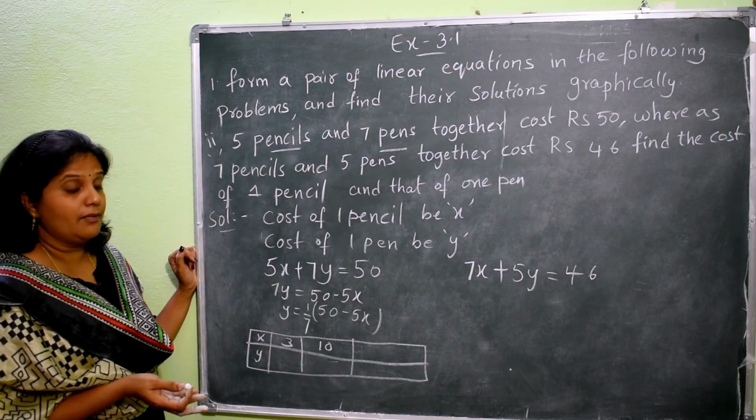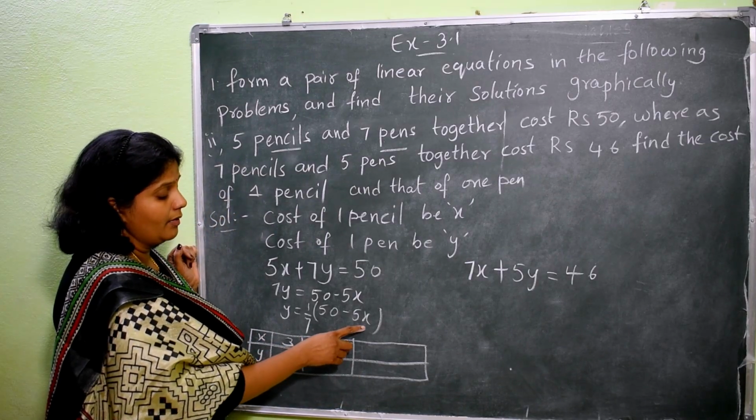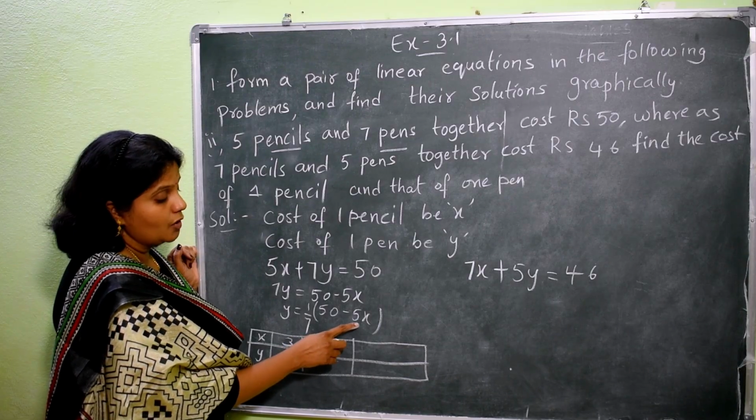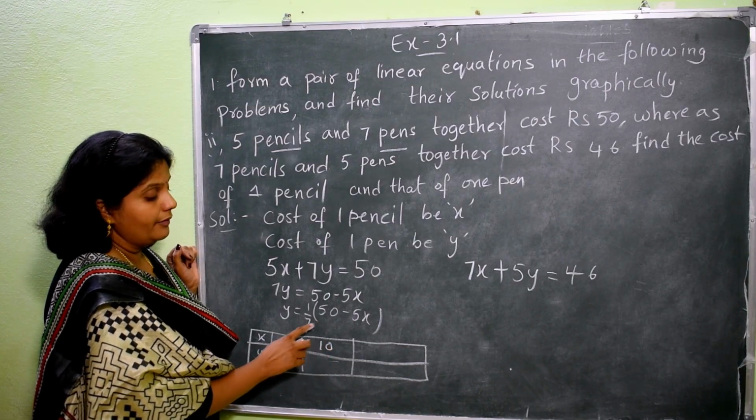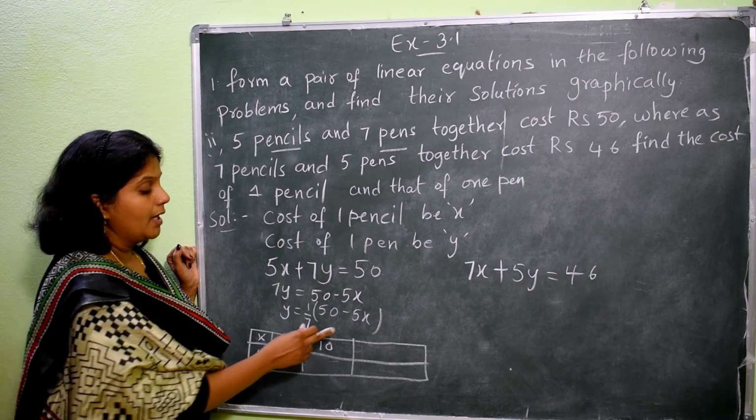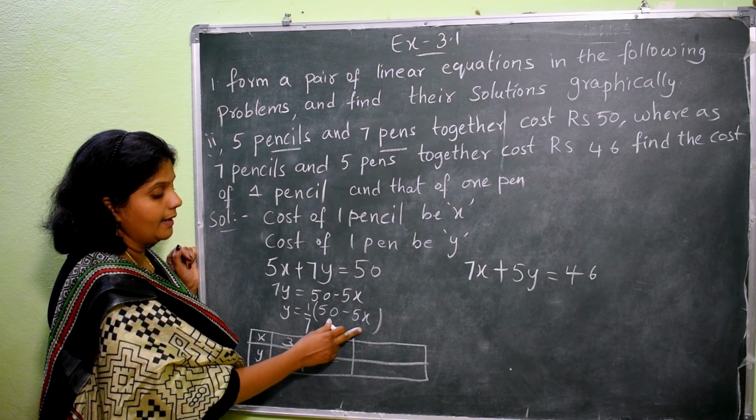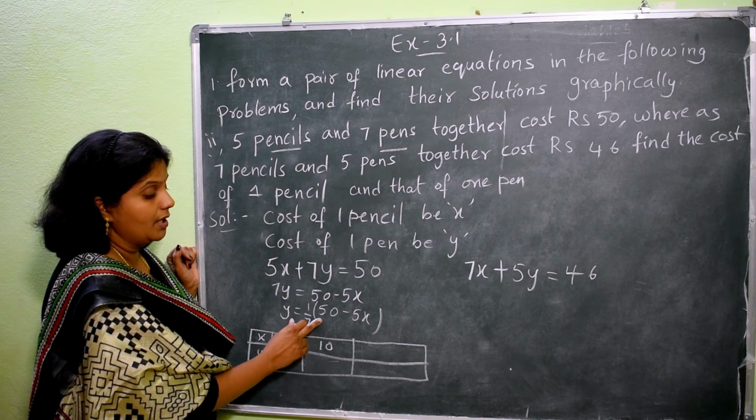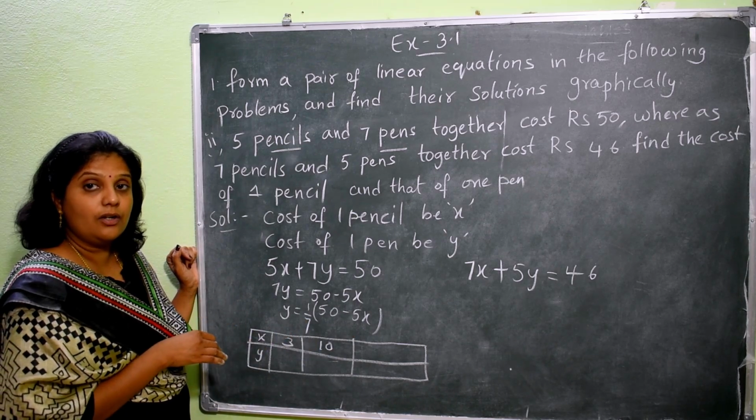So like that, now the negative values. The x value I am taking is minus 1. Minus into minus is plus. So 50 plus 5, 55. So 55 by 7 is not possible. So again take the x value as minus 2. Minus into minus is plus. 5 2s are 10. 10 plus 50, how much? 60. So 60 by 7 is also not possible.